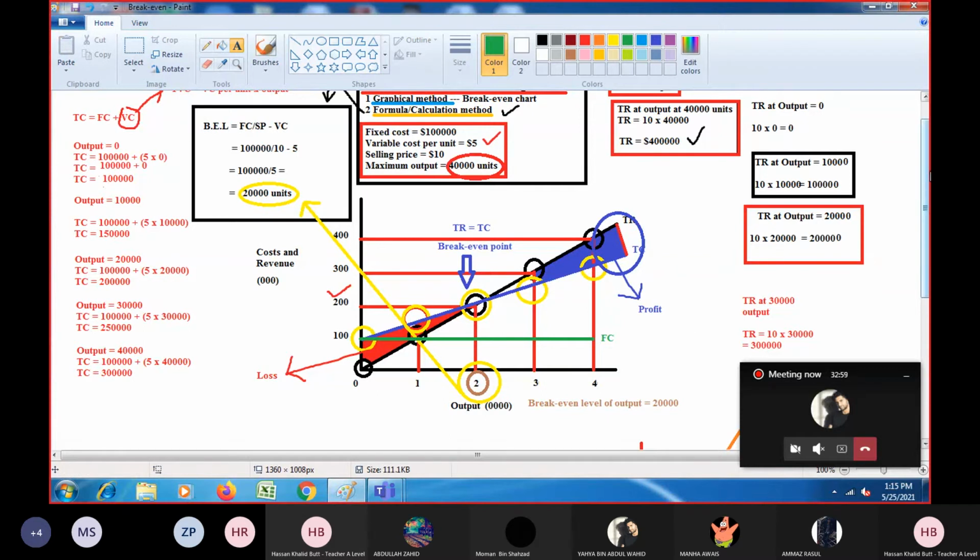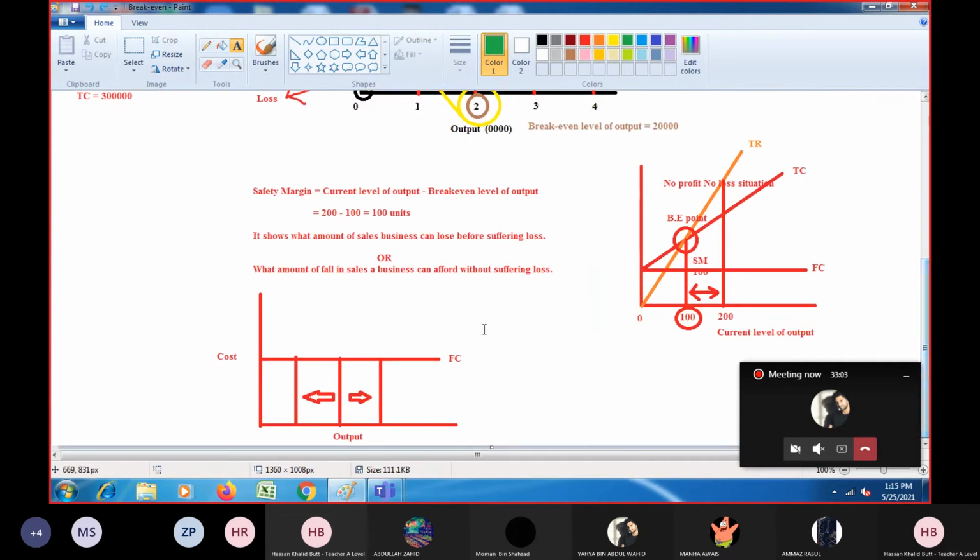Let me remove it now. So you understand this. Similarly, there is variable cost as well. Okay. Just a minute, let me draw another diagram here to show you the variable cost as well.